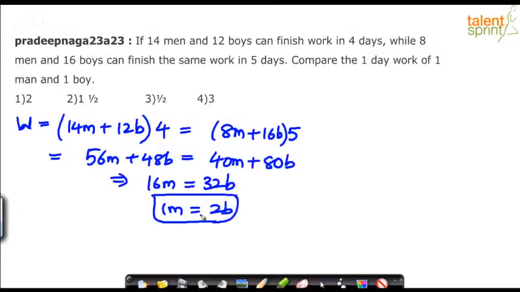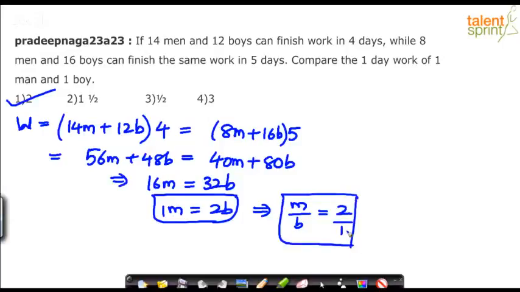The capacity. He's saying compare 1 day work of one man and one boy. So comparison: 1 day work of one man is twice the capacity. The capacity of one man is double the capacity of a boy. Yes or no? One man is equal to 2 boys. So 1 day work of a man divided by 1 day work of a boy will be 2. Option 1 will be the answer. So basically, capacity of a man by capacity of a boy. See, capacity of a man is nothing but 1 day's work of a man. Capacity of a boy is 1 day's work of a boy, equal to 2 by 1. That's your answer. Option 1.